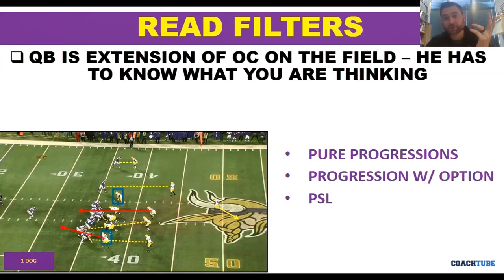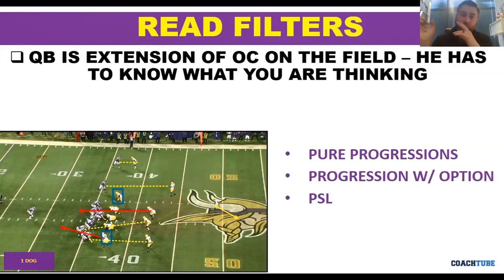When I say progression with an option, same play, I could say 300 jet double stick X Hugo. Well, now I know I have a progression with an option. There's a progression unless I get a specific look that will change my starting point. The last one is a PSL, a pre-snap look. The shell of the defense is going to determine my starting point.